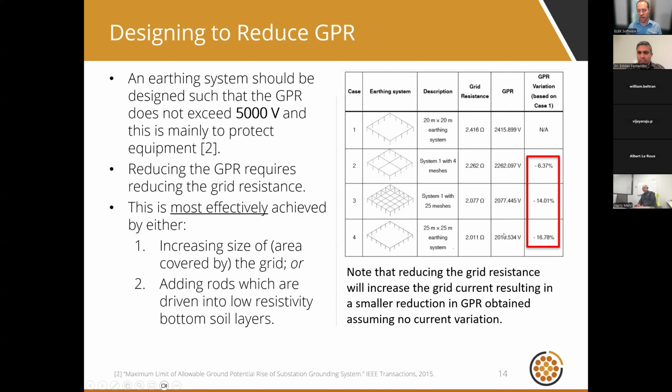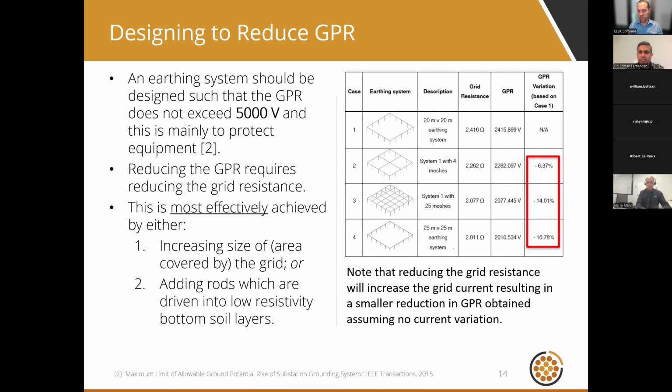Another way that it can be done, as I mentioned, aside from reducing earth fault current level, is to increase the area that the grid's covering. Now, this may not be always possible. We may not have the land or the property to expand our earthing system. It also adds additional cost, of course. Land is very expensive. But increasing the area that's covered by your earthing system is very effective at reducing the grid resistance and therefore reducing the GPR.